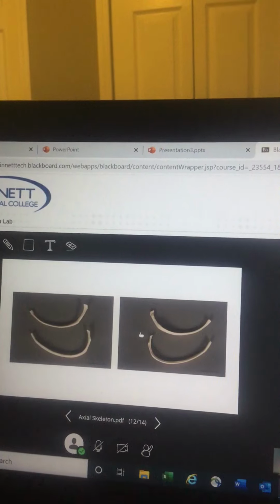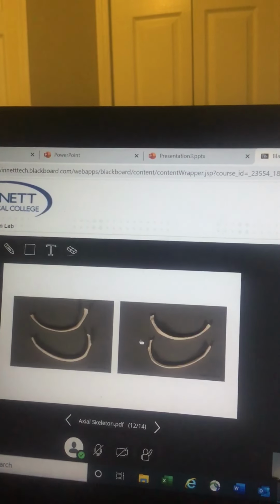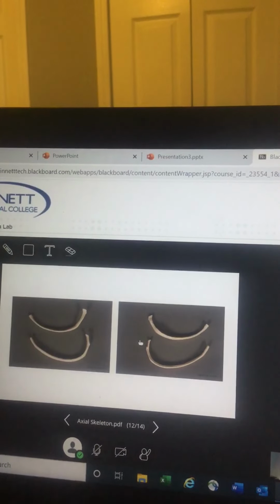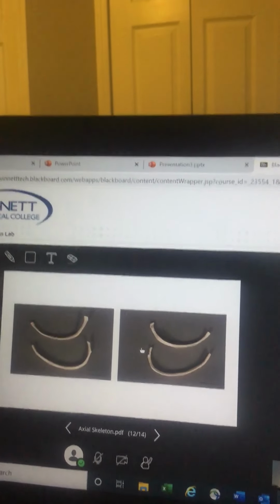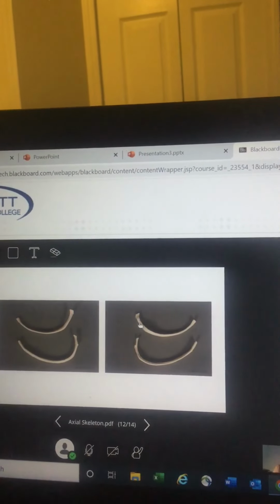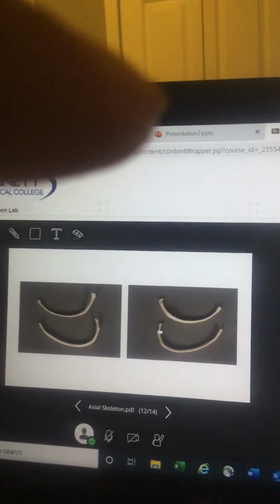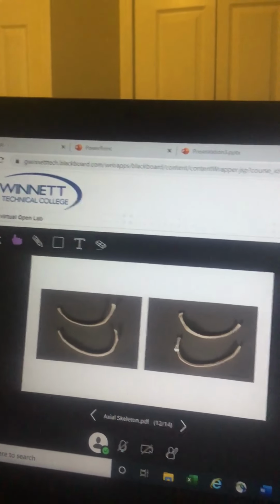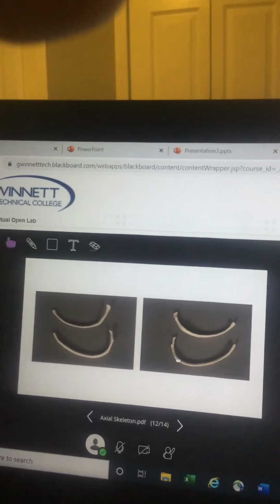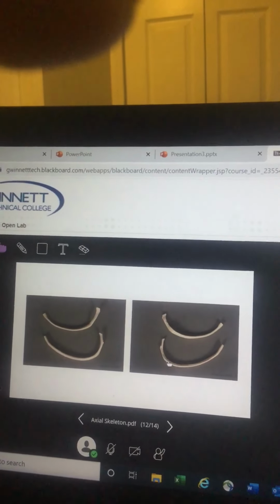Rib. All right, ribs. So you have the body of the rib, of course. The head of the rib. There's a neck. And then you have the tubercle. This is the angle right here where it comes down and starts to curve. That's the angle.